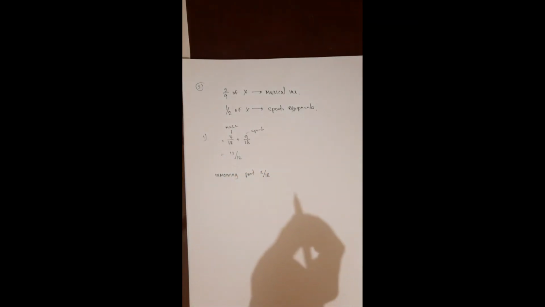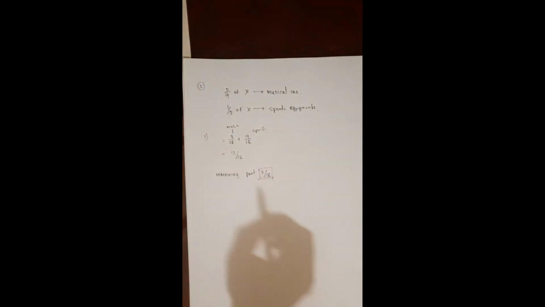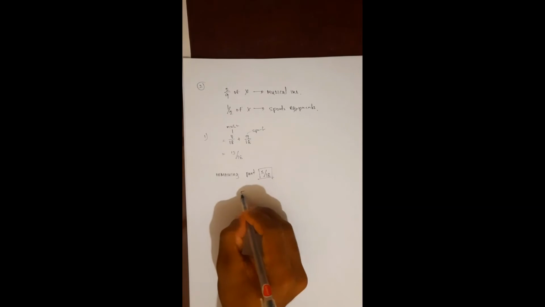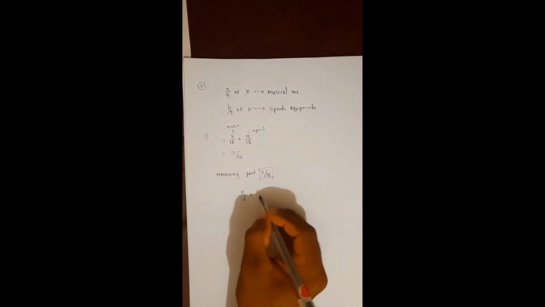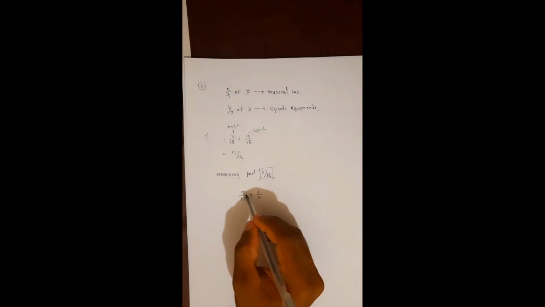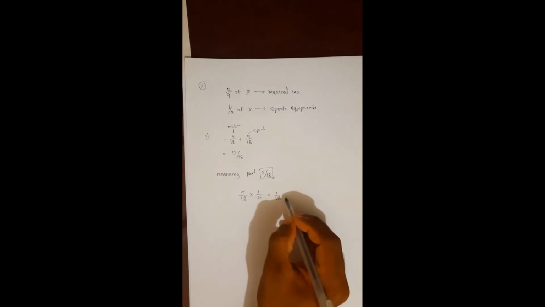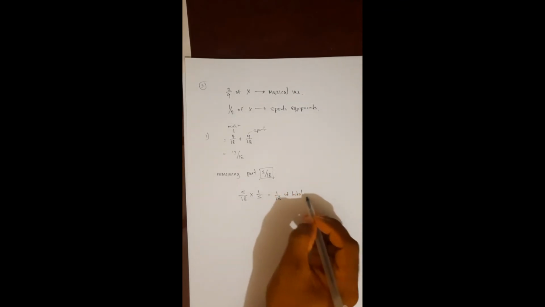So we can read the next part. 1/5 of the remaining amount was used to buy books for the library. So clearly understand this: 1/5 of the remaining amount. So this is the remaining amount. Out of this, 1/5. So that would be 5 over 18 times 1 over 5. So that would be 1 over 18 of the total amount.